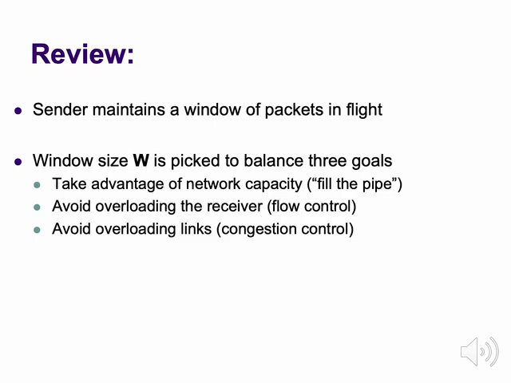So with that, just a quick review. Again, as we've said many times, the sender maintains a window of packets in flight. These are packets that it has transmitted but hasn't yet received an acknowledgement for. And we said this window size is picked to balance three goals. So this is the actual value of the window size. Those three goals were to fill the pipe, to avoid overloading the receiver, which we call flow control, and to avoid overloading links in the network, which is today's topic of congestion control. We said that the last goal subsumes the first one, and so really we just have to worry about flow control and congestion control.